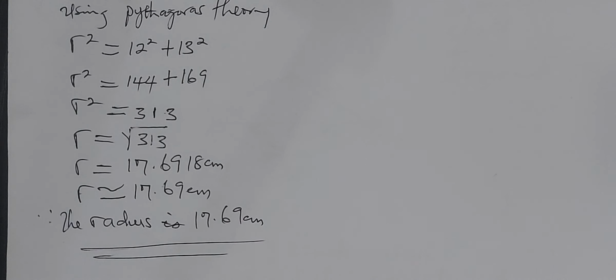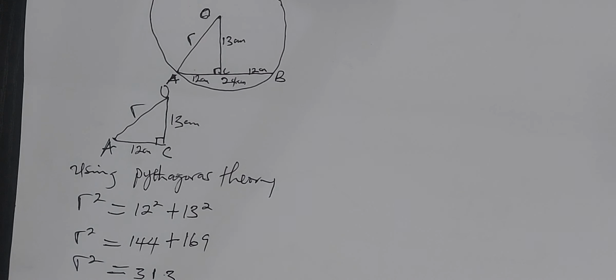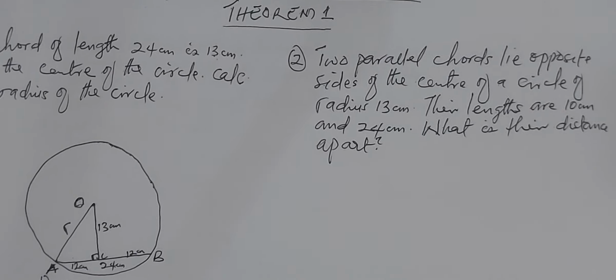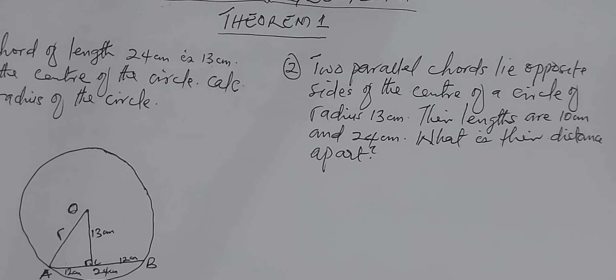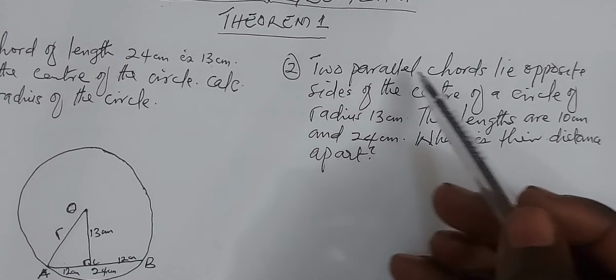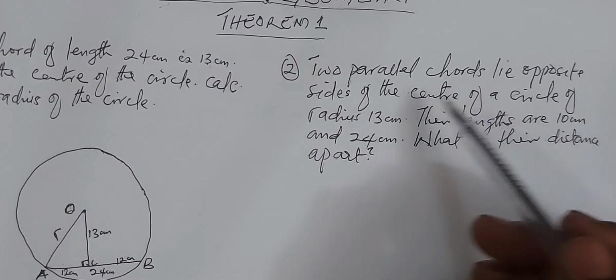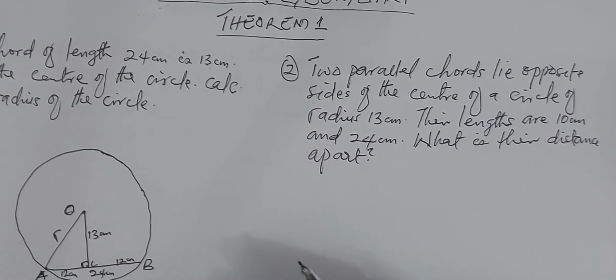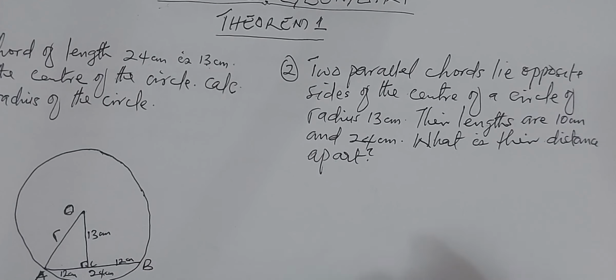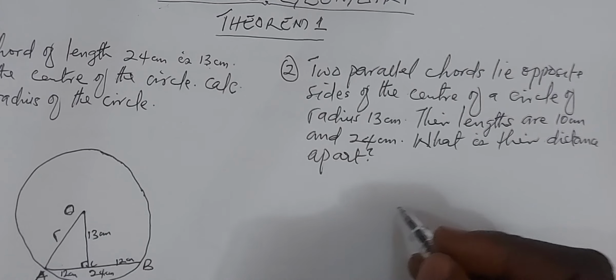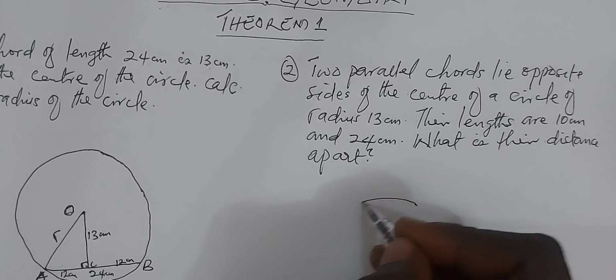So the question is simple. If you go over it again, you will understand. Don't make it hard. Also, let's solve this number 2. Number 2 states that two parallel chords lie on opposite sides of the center of the circle. You read the sentence one after the other and interpret it. Let's draw our circle.